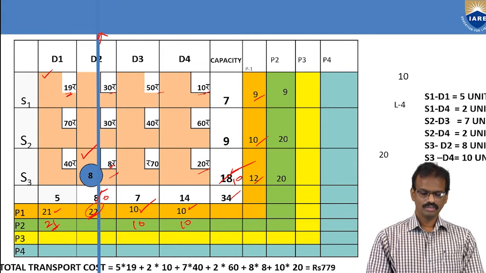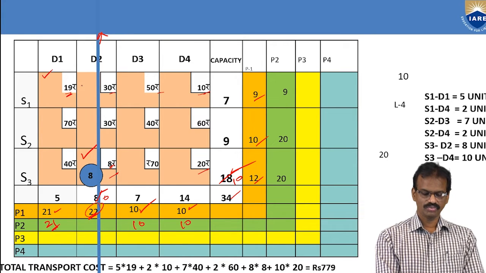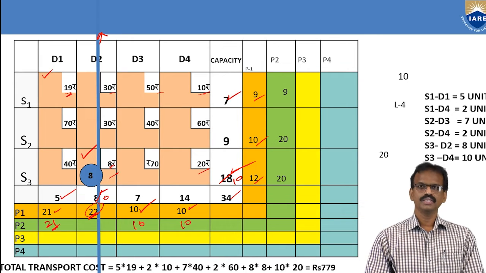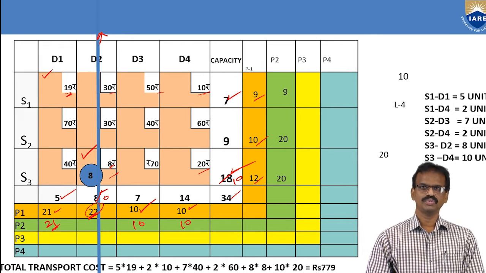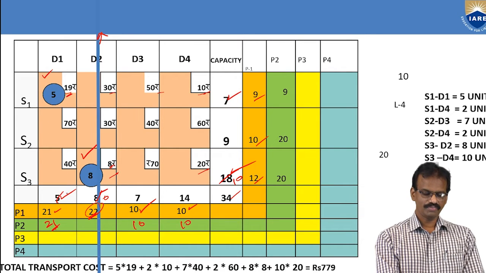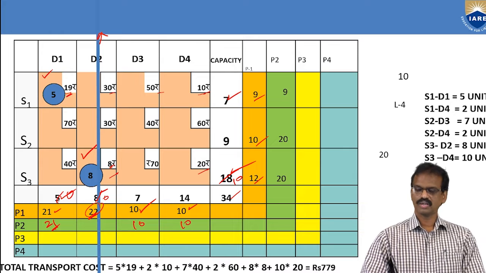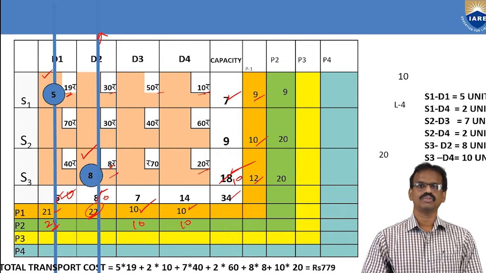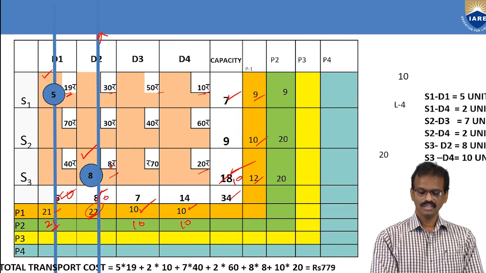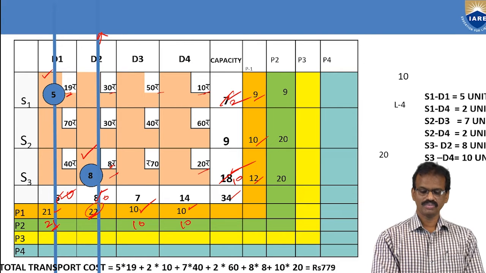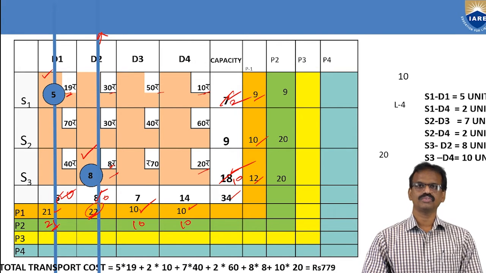For this cell, there are two values, one is 5, another one is 7. So which is minimum? 5 is minimum, so you have to allocate 5 here. If you allocate 5 here, this 5 will be cancelled, the total column will be cancelled. Here 7 minus 5, the remaining value is equal to 2.